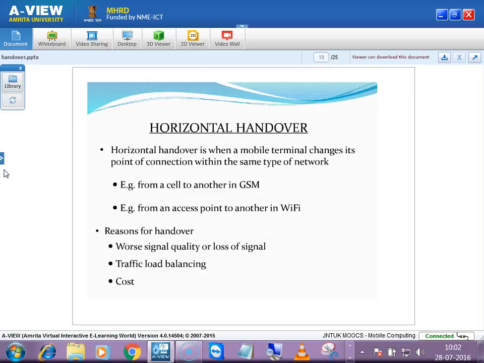Horizontal handover. What is horizontal handover? Horizontal handover in the sense when a mobile terminal changes its point of connection within the same type of network. Yesterday I told you we'll be having 1G, 2G, 3G and LTE. LTE is nothing but 4G.